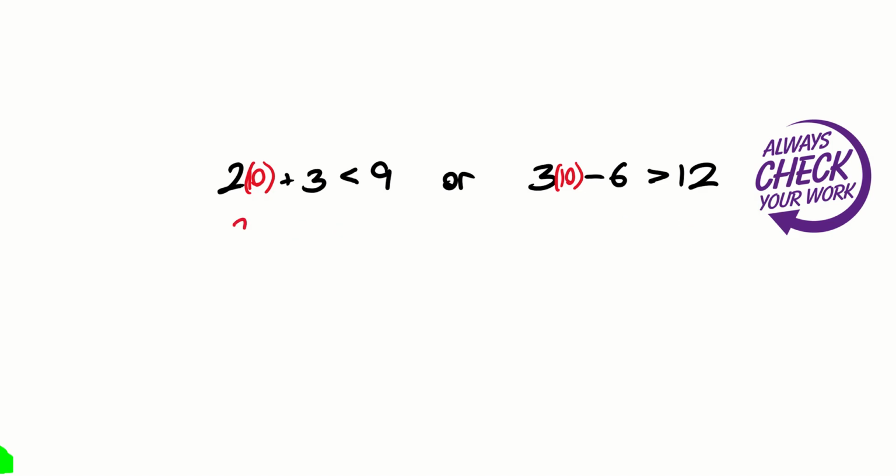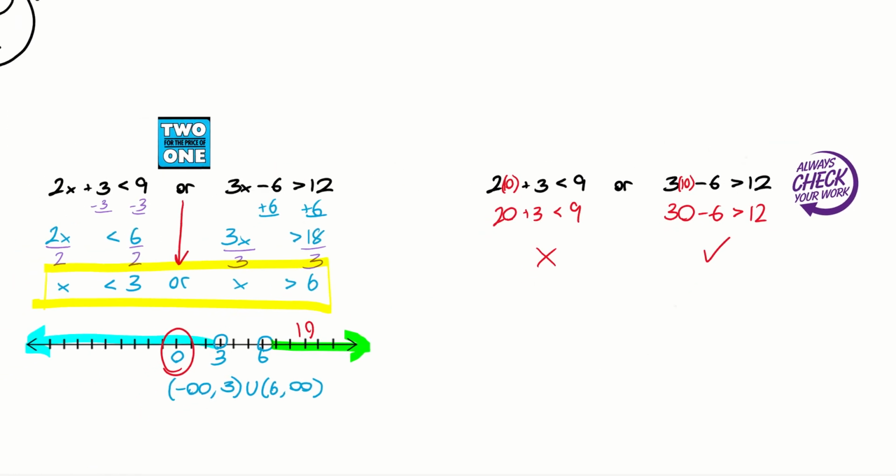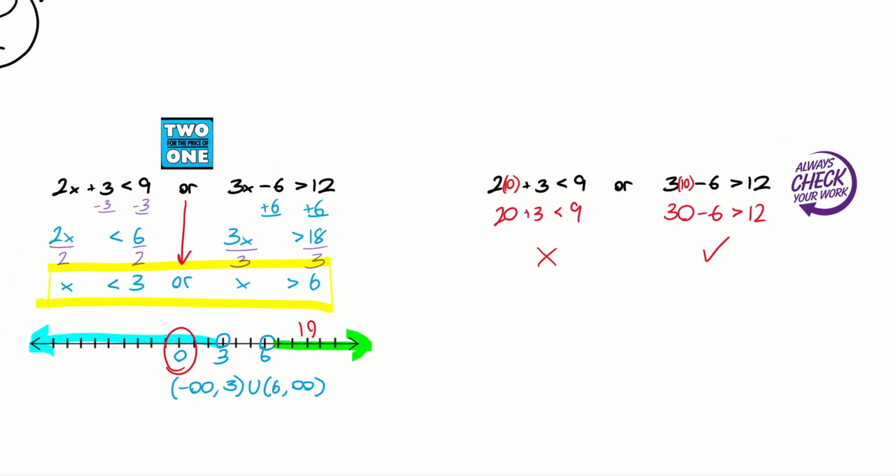Well, 2 times 10, that's 20, plus 3 is less than 9. Yeah, no, 23 is not less than 9, but hopefully the other one will give us a shot here. 30 minus 6 is greater than 12. Well, yeah, we know that's true, so 10 did in fact work. So this time, the other inequality works, but the first one didn't. It's just the opposite of what we saw, which means 10 is a solution because it works in only one of them.